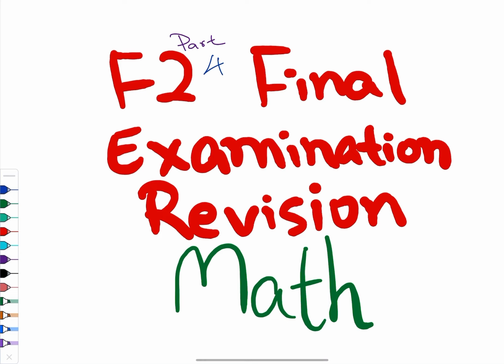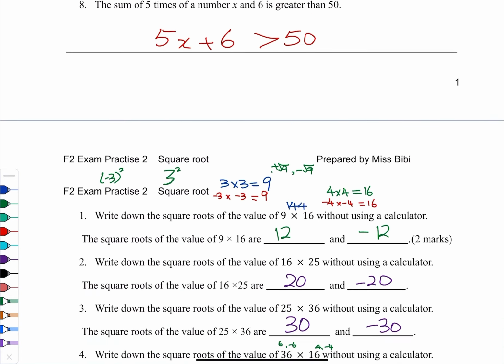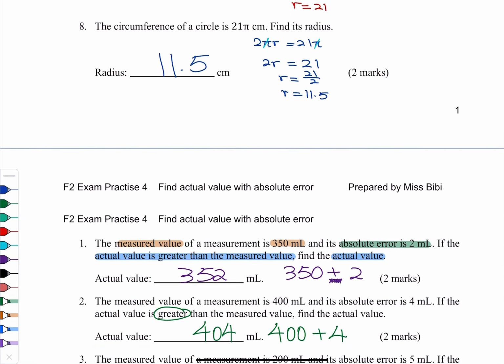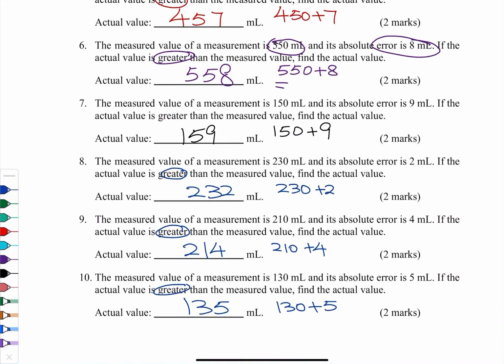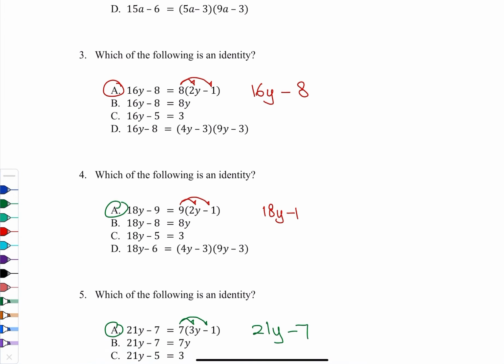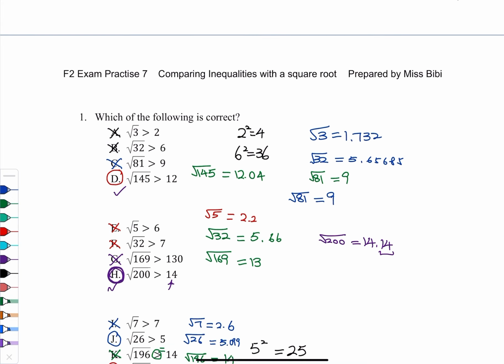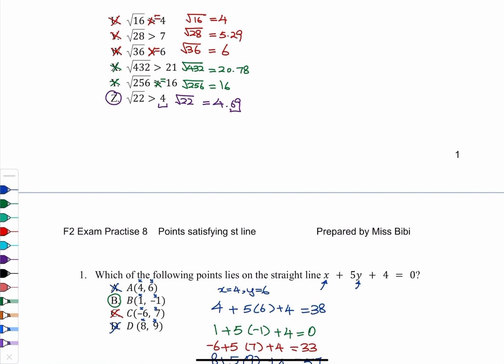This is your part 4 most probably. So previously we did inequalities, we did square roots, we did radiuses with circumference given. We also found some error and estimation topic, and then we also identified what's identity, and we figured out the polygons, and we again compared the inequalities with square roots given and so on.